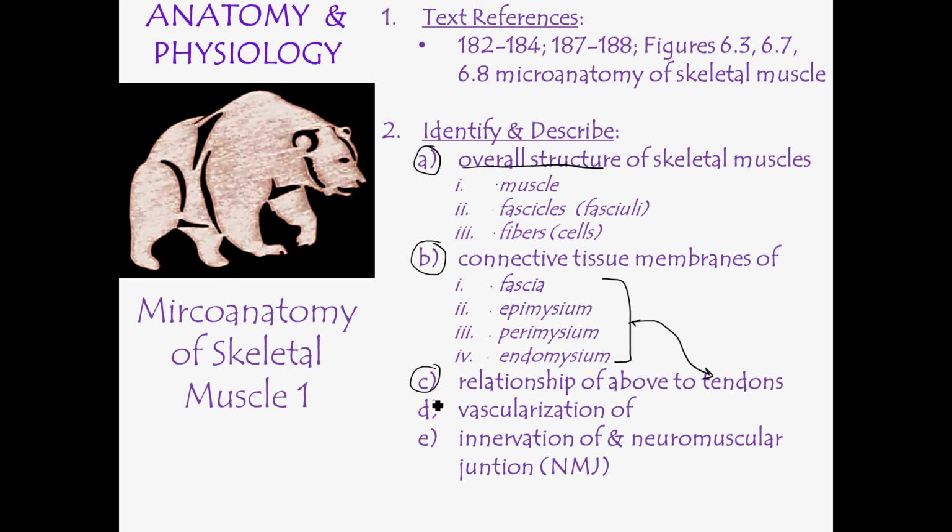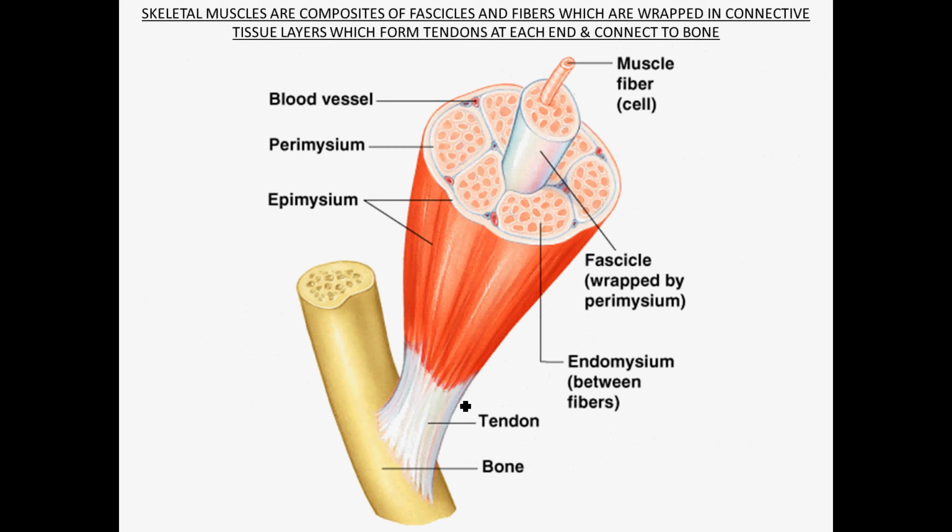And then talk a little bit briefly about the vascularization, so this is the blood supply to muscles, and then the innervation of those, and that is the neuromuscular junction, or the nervous system connecting to these skeletal muscles. Right? So again, this is kind of the gross microanatomy, the larger scale stuff of that anatomy. So let's get started here.